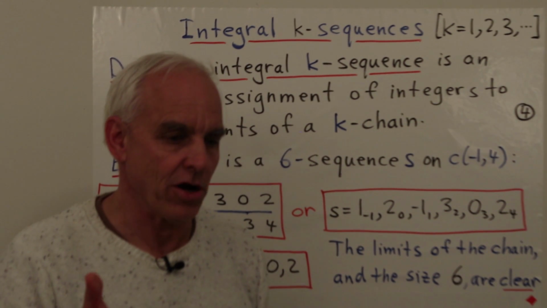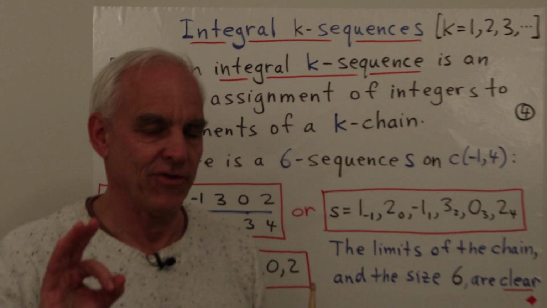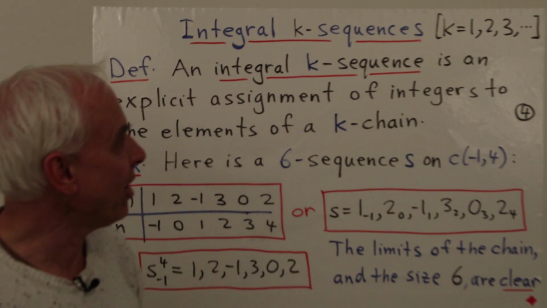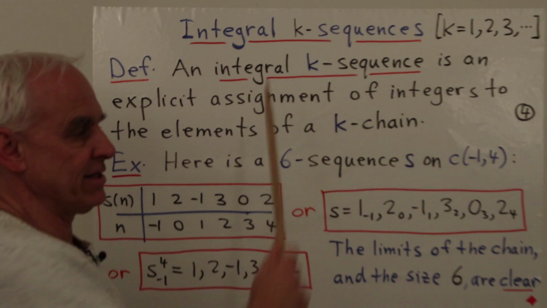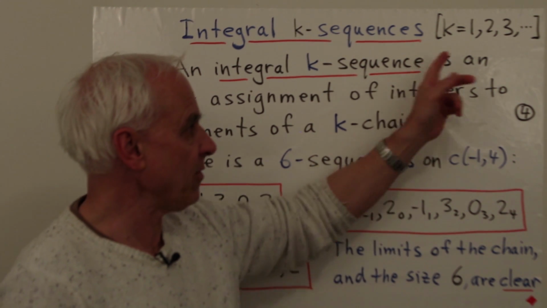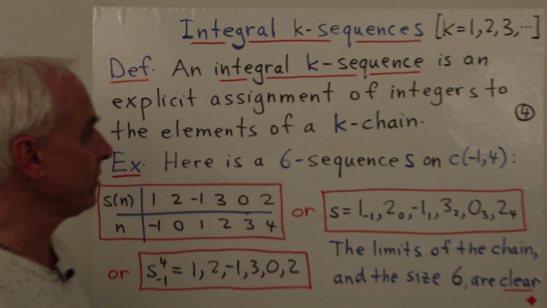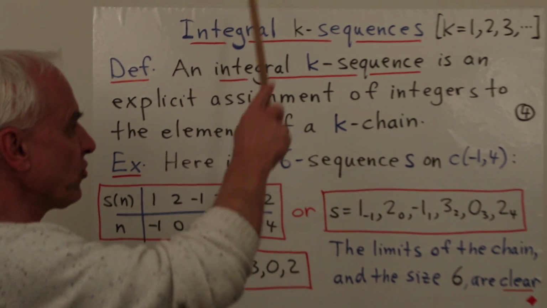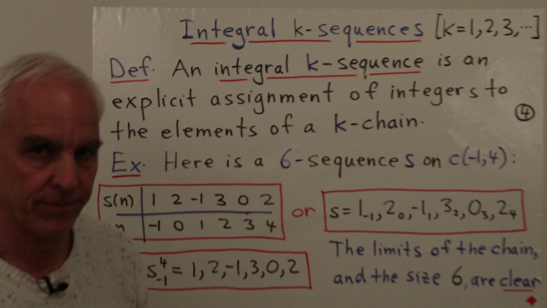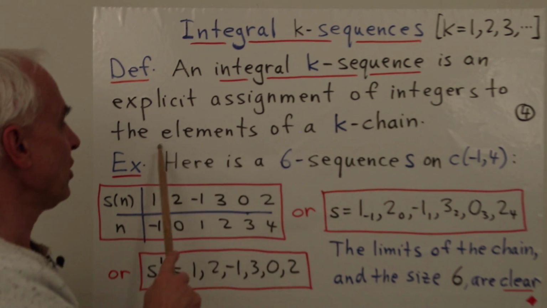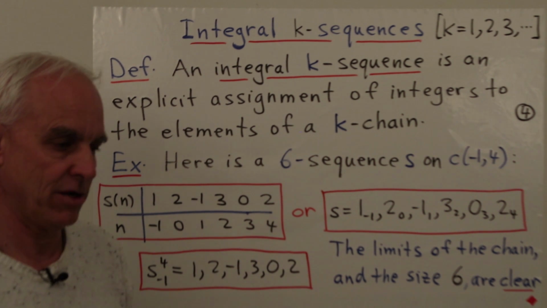Okay, so now let's start with sequences. The simplest kind of sequences, which are integral K sequences. K is, as before, a natural number 1, 2, 3, 4, and so on. So we'll define an integral K sequence. What's that? It's an explicit assignment of integers to the elements of a K chain.